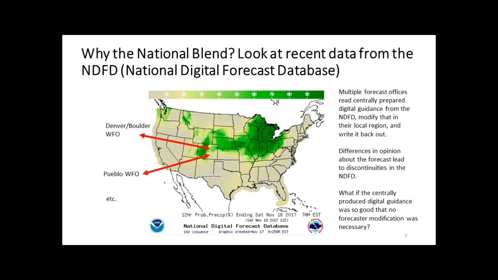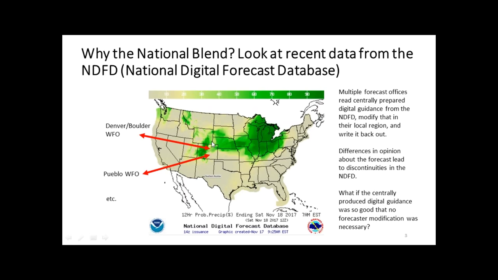So I'm involved in a project called the National Blend of Models. And the underlying reason this project got started can be seen by looking at a snapshot of the data in the National Digital Forecast Database. So underlying the worded weather forecasts that get produced by the local weather forecast offices around the country is a database.